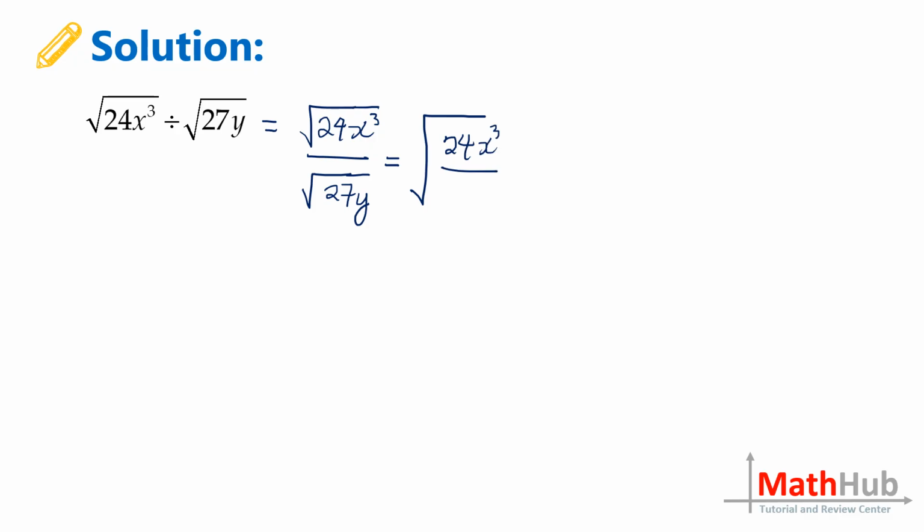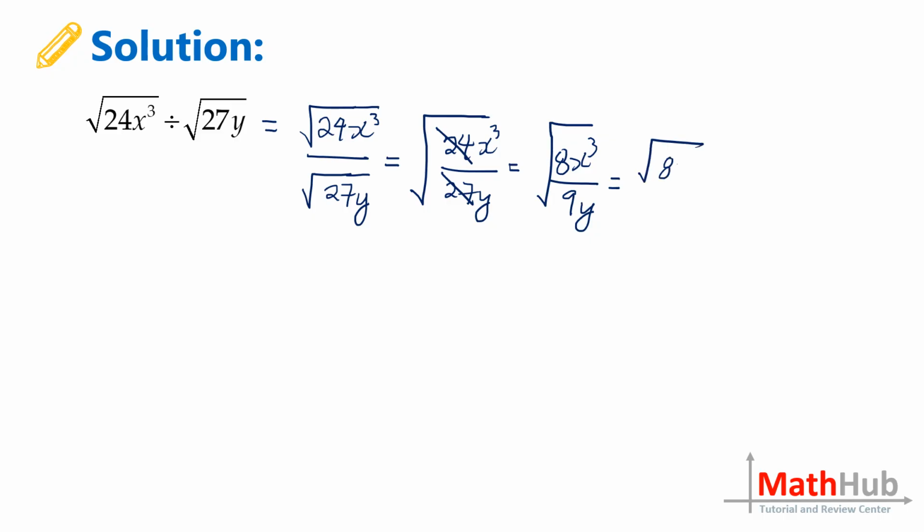24x cubed over 27y. Why am I doing this? Because I already saw that I can turn this into lowest terms. We now have 8x cubed over 9y. Recall also that we're not allowed to have fractions inside your radical sign. So that's why we need to separate them.